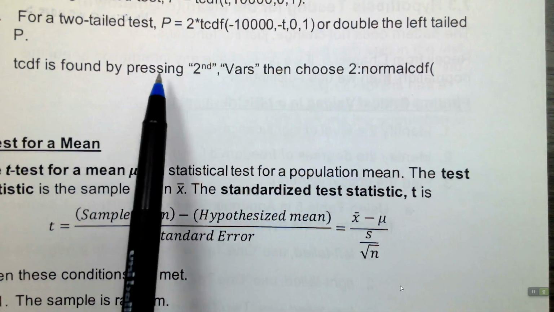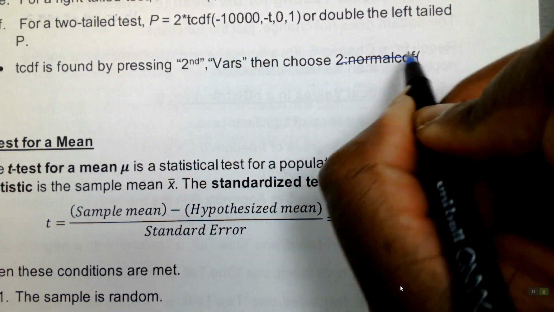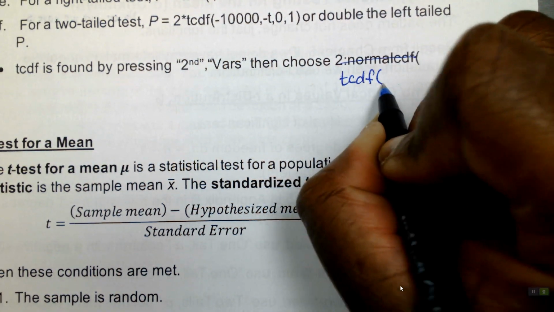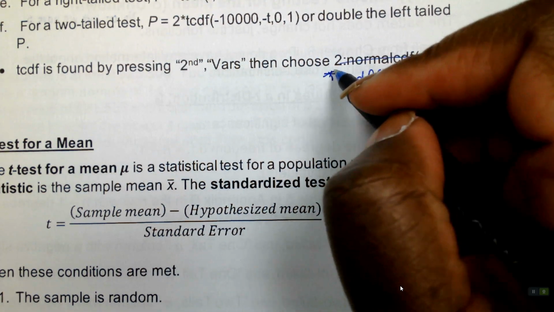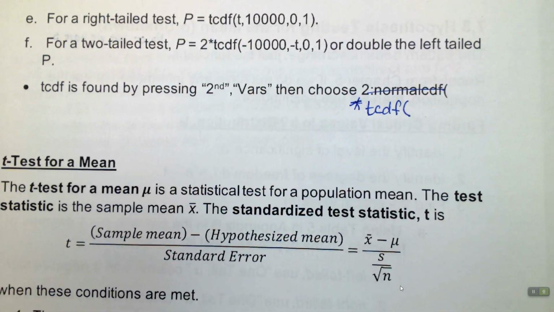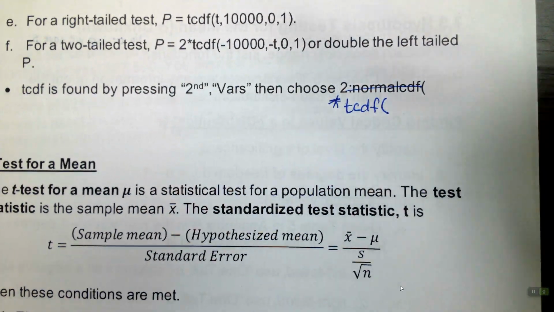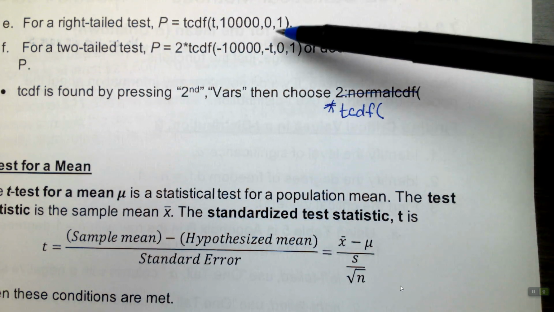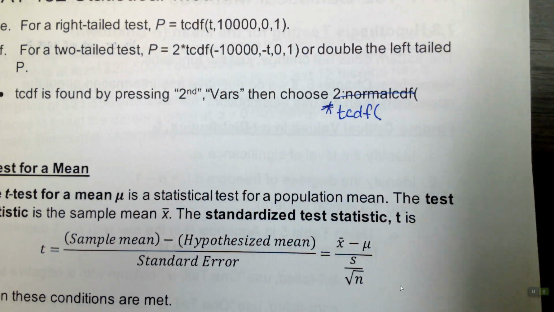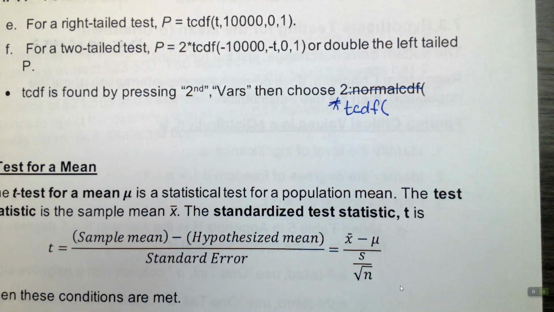Okay, so second vars, then choose TCDF, not normal CDF. Let me change that in my notes. TCDF may be different in your calculator, so just see where your TCDF falls. So the p-value, if you want to find it on your own, that's how you find it. Your calculator will give this to you, but I know some of you like to get down to the nitty-gritty and figure out how they actually get those numbers.